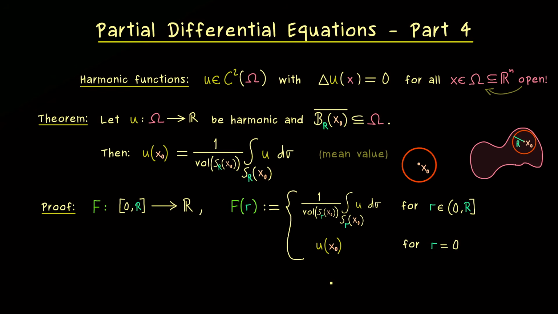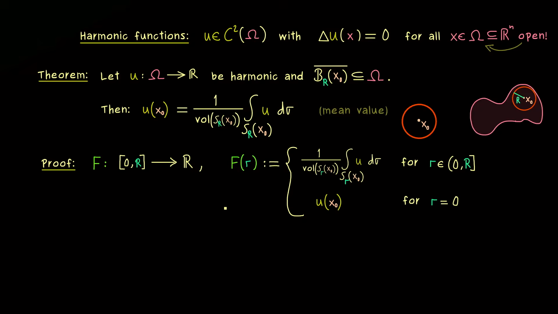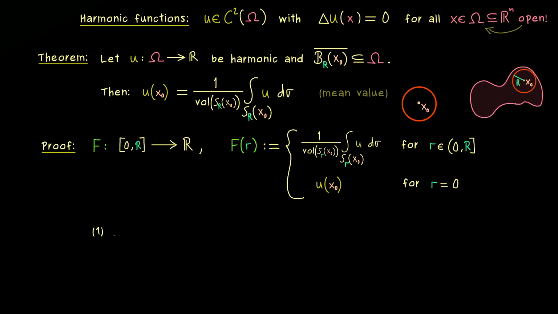And now you already know what we actually want to show is that this function F is actually equal to u of x0 also in all the other cases. In other words, we want to show it's a constant function. And there we can go step by step, and the first thing we show is that it's a continuous function.